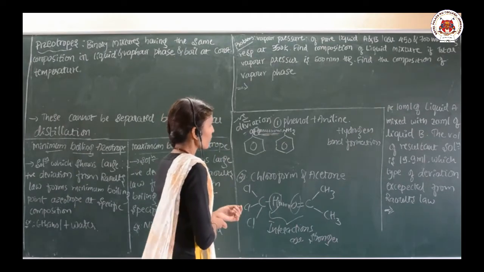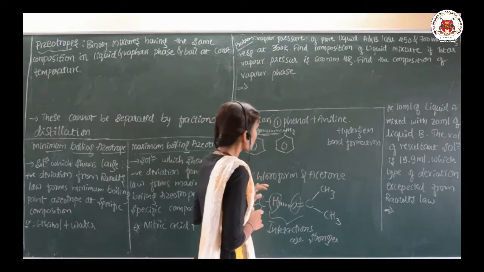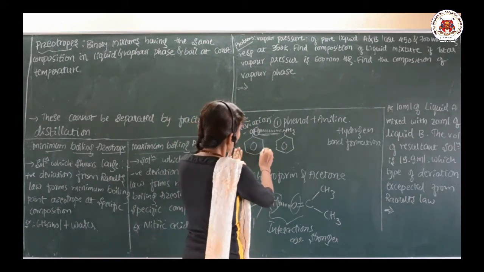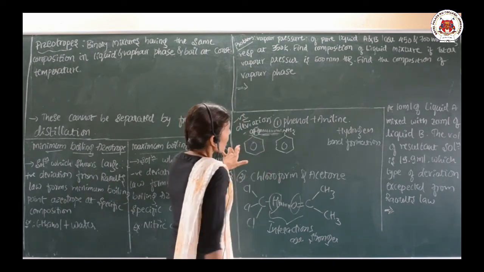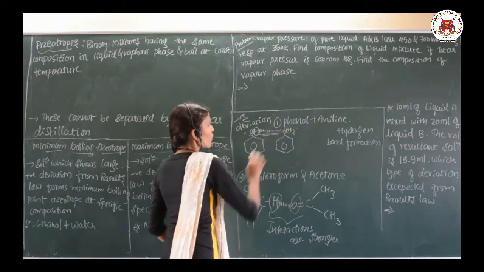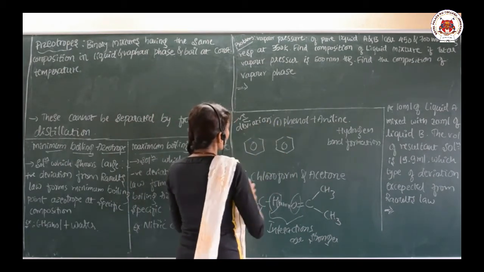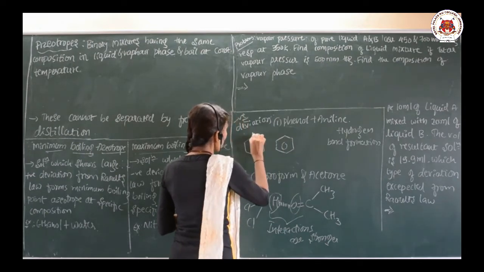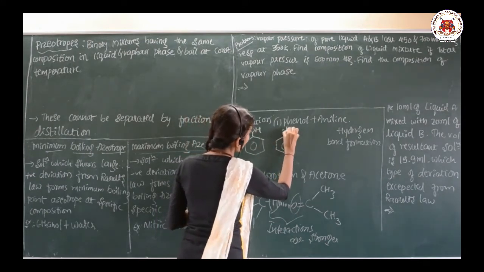The first one, they are going to ask you why the mixture of phenol and aniline shows negative deviation. The structure of phenol is a benzene ring with an OH group, and aniline is a benzene ring with an NH2 group. In positive deviation, there is a breaking of hydrogen bonds, but in negative deviation, there is a formation of hydrogen bonds.